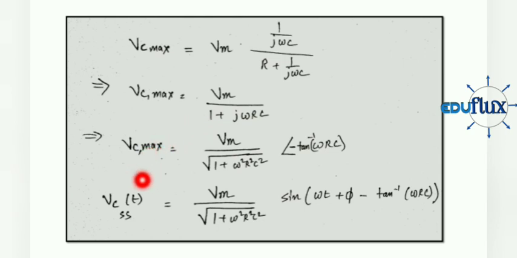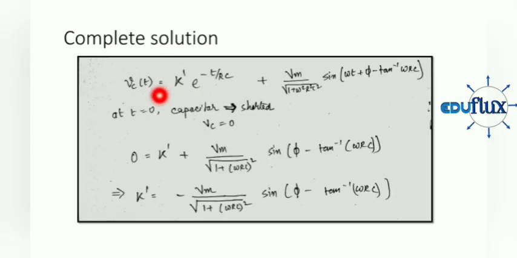So the steady state value of capacitor voltage as a function of time will be the magnitude Vm by root over of 1 plus omega square R square C square. See, this was the maximum, so it will be equal to the amplitude. We don't need to multiply root 2 here. Okay, now it was sine omega t plus phi, so this phase will be added, minus tan inverse of omega RC. So this is our steady state value of capacitor voltage as a function of time. Now let's write the complete solution.